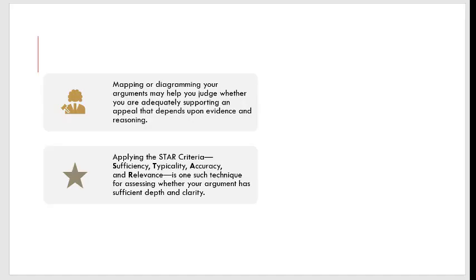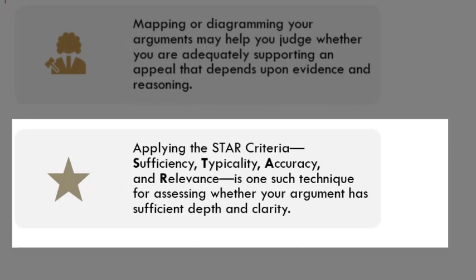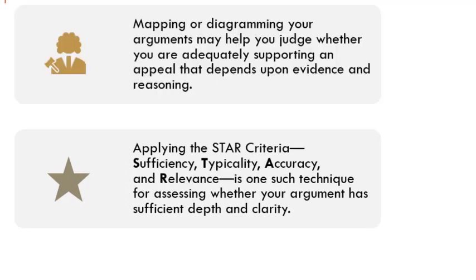Now, as far as mapping or diagramming your arguments, it might help judge what and how you can support your claims adequately, how you decide to appeal. So are you going to appeal to emotion? Are you going to use logical elements of evidence? These are all going to depend on the topic, context, of course, and audience. But you can apply what's called the STAR criteria, which is sufficiency, typicality, accuracy, and relevance. And this is helpful for assessing whether or not your argument has sufficient depth and clarity.